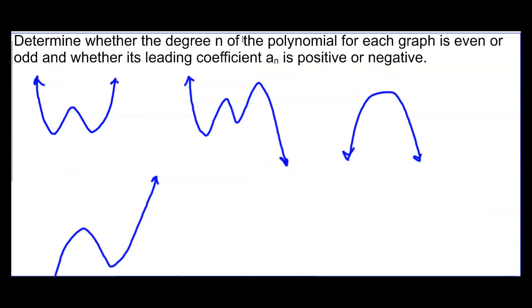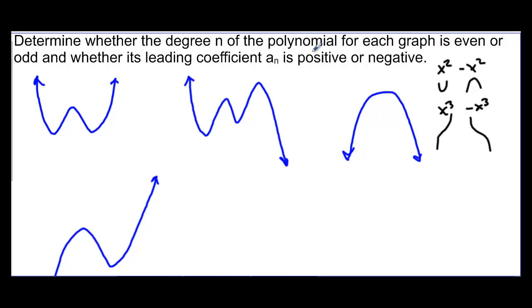Determine whether the degree n of the polynomial for each graph is even or odd, and whether its leading coefficient a sub n is positive or negative. Let's do a little bit of review. If we have x squared, it looks like that on the ends. Negative x squared is x squared upside down. Then we have x to the third, looks like that, and negative x to the third looks like this, very close to that.